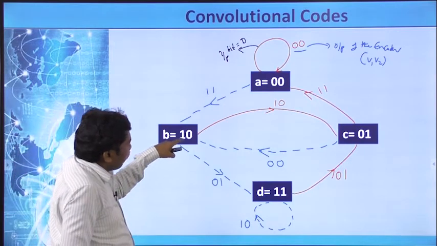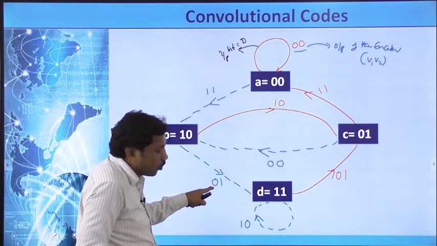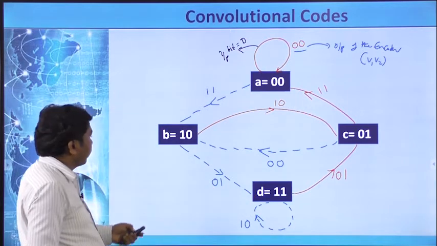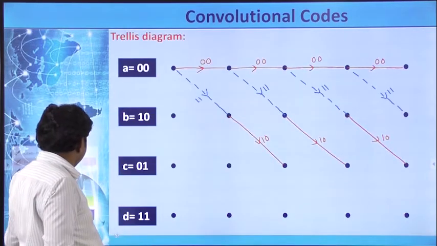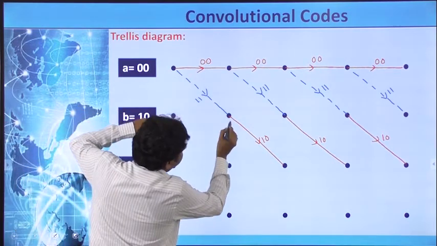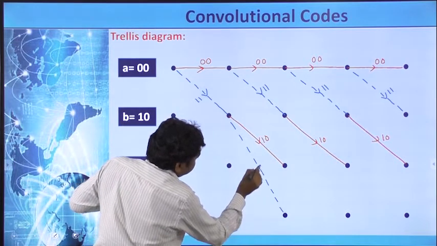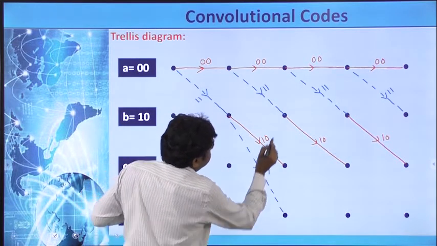Present state is 1 0. When the input is 1, it moves into 1 1 state with the output bits 0 1.